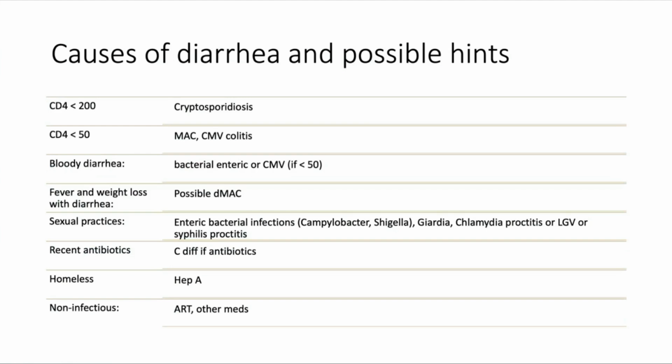And then this slide is just some causes of diarrhea in people with HIV and possible hints to the infection. Cryptosporidiosis usually occurs at a CD4 less than 100, but it can occur at a little bit higher CD4 count than we see things like MAC or CMV colitis typically. Whether you have bloody diarrhea, fever and weight loss, or sexual practices can all hint to different causes. And the bottom ones are recent antibiotics causing C. diff or homelessness with Hep A, which apply to more than just people living with HIV, but are still things to think about.